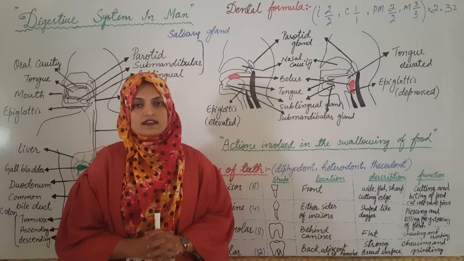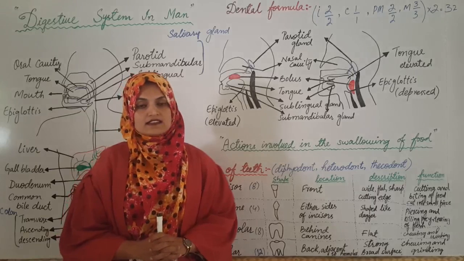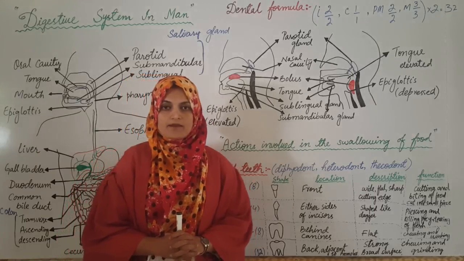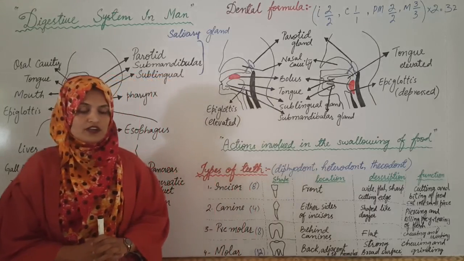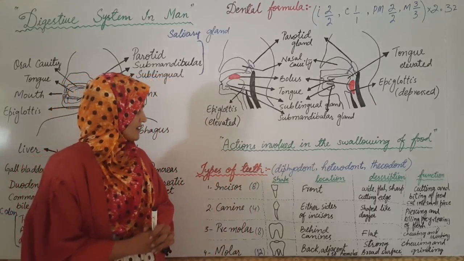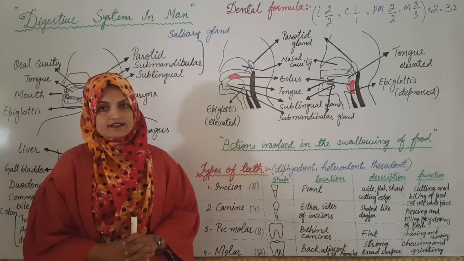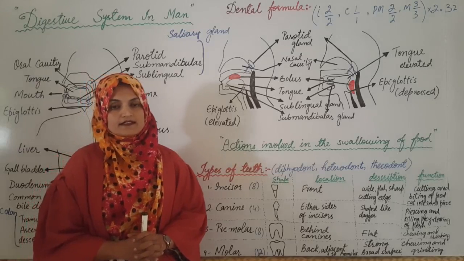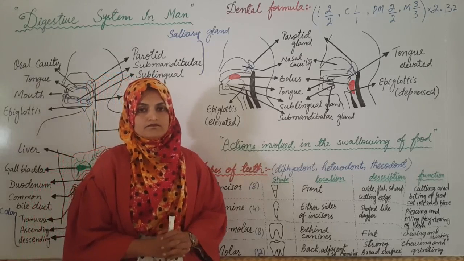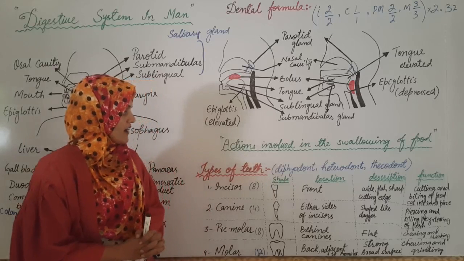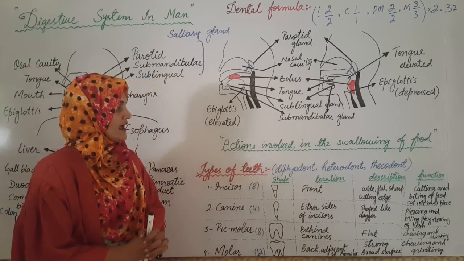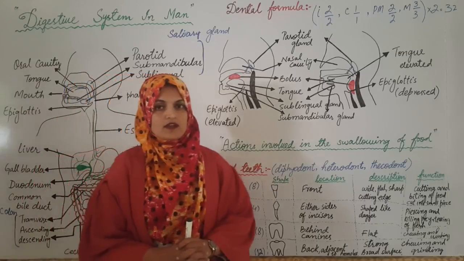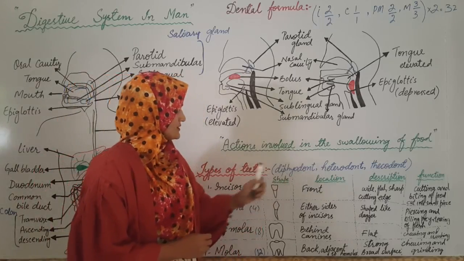The jaws that bear teeth consist of various types of teeth. According to their function, we have divided the teeth into 4 categories. The teeth present in man are diphyodont, heterodont and thecodont. What is diphyodont?